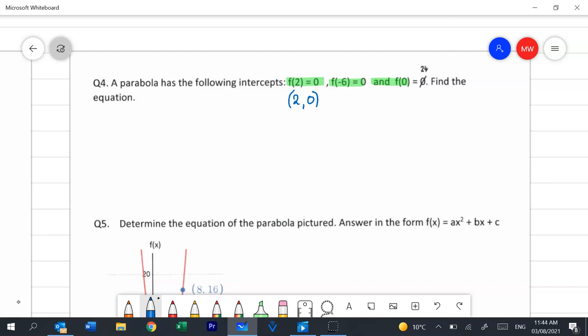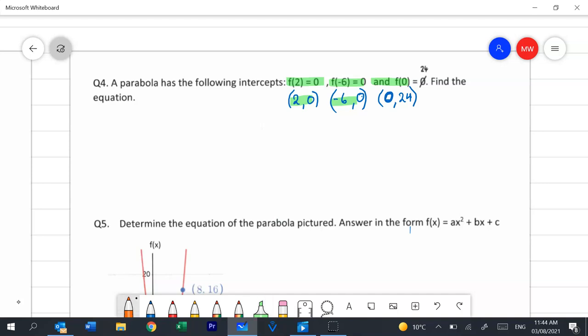Again here, where x is minus 6, y is 0. It's a funny looking 0. And this one says where x is nothing, y is 24. Now that's supposed to be a 0, that one. So it's asking us to find the equation. What we've got is 2 x-intercepts, and a y-intercept, which we're just going to use as a random point on the line.